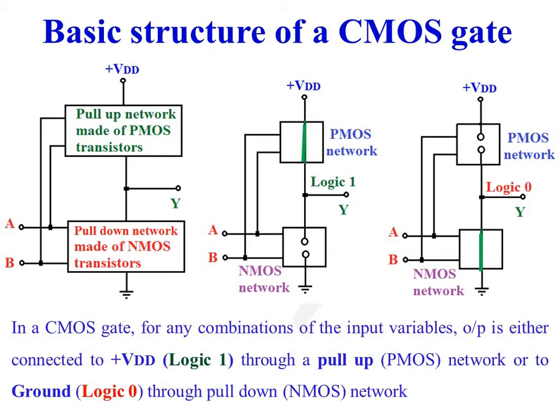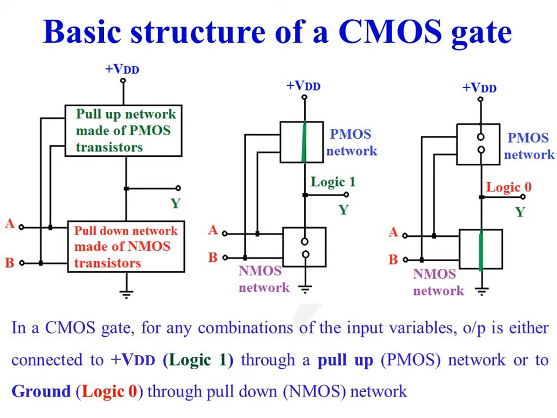A CMOS network in general consists of a pull-up network made of PMOS transistors connected between plus VDD and output, and a pull-down network made of NMOS transistors connected between output and ground. Whenever the PMOS network conducts, output is connected to plus VDD through the on transistors in the PMOS network. And as the NMOS network is in the off condition, output is disconnected from ground.